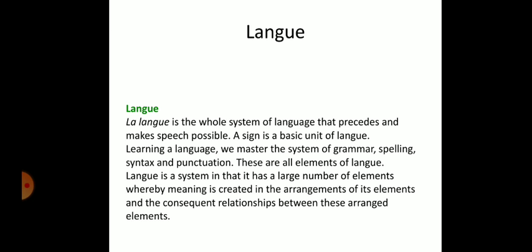The first one is the Langue. Langue here for Saussure stands for what we may say the rules of language, the whole set of rules that include the grammatical rules, the rules of morphology, the rules of semantic structure, the rules of phonology, and that whole set of rules is called Langue.